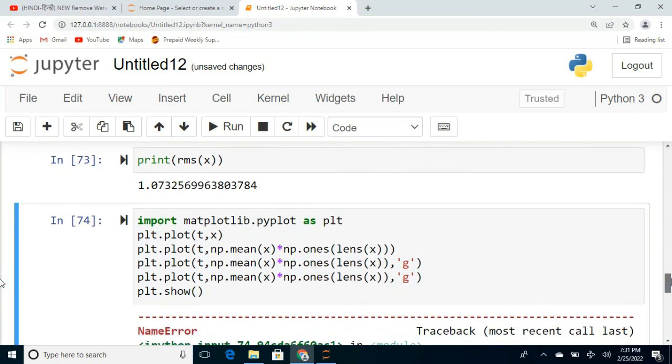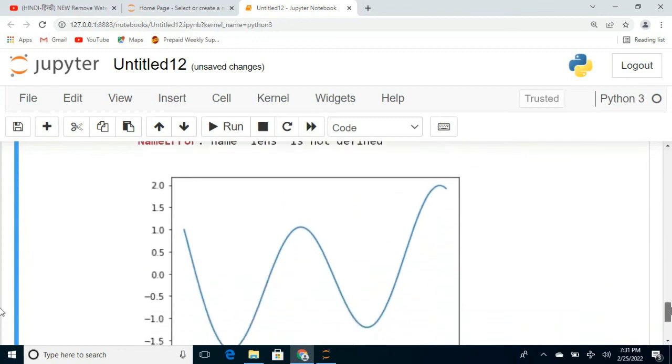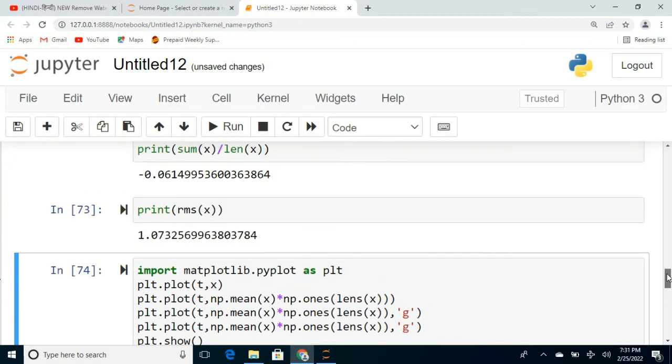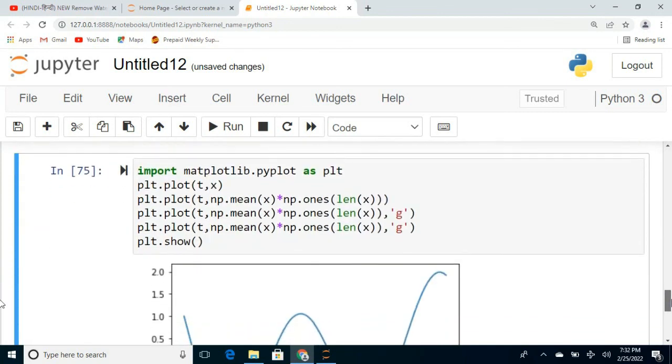Okay, the above code plots the signal, its average value, and two constant signals, average plus root mean square. Name length is not defined. Yes, length is not defined, and I think there is no such word as length. It is actually len. Yes, now there is no problem.